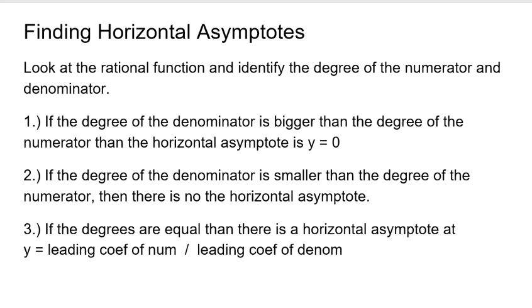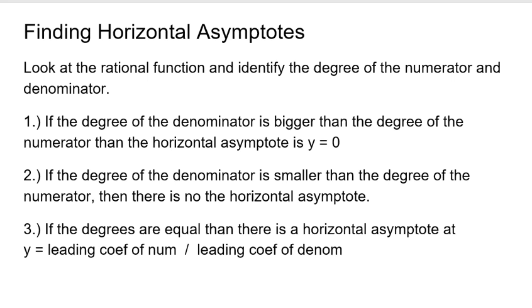So if the degree of the denominator is bigger than the degree of the numerator, there is automatically a horizontal asymptote at y equals 0. So if the denominator's degree is bigger than the numerator, you automatically have a horizontal asymptote at y equals 0. And if the degree of the denominator is smaller than the degree of the numerator, there is no horizontal asymptote, so you don't have to worry about it. And if the degrees are equal, meaning the numerator and the denominator are tied, what you then do is look at the leading coefficients to determine your asymptote. You take the leading coefficient of the numerator and you divide it by the leading coefficient of the denominator.